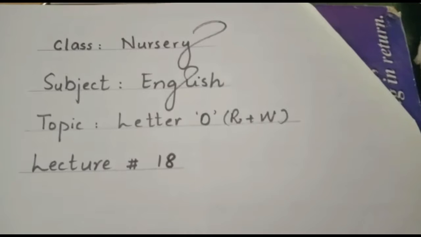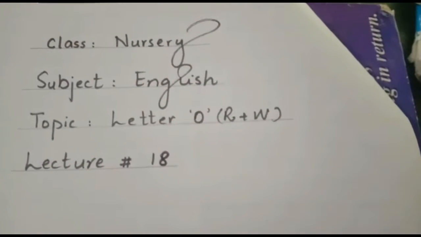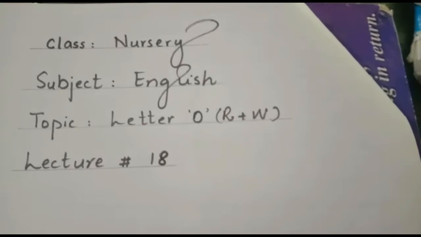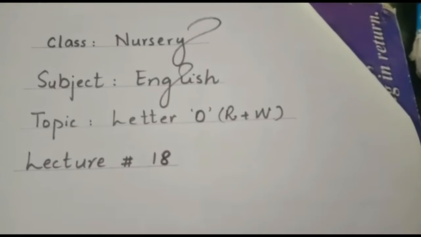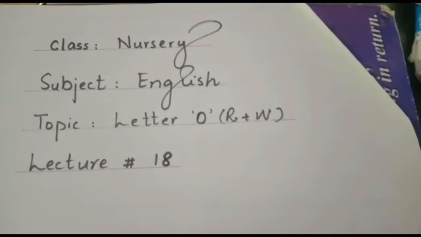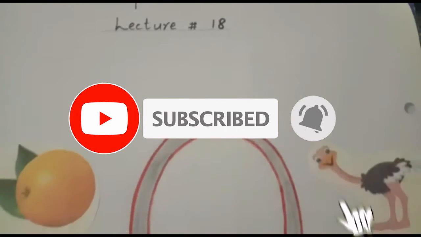Now today I will deliver lecture number 18 of English for class nursery, and the topic of the lecture is letter O, reading plus writing. In the previous lecture we have learnt about the letter N. Now today we will do the next letter. So what comes after letter N?